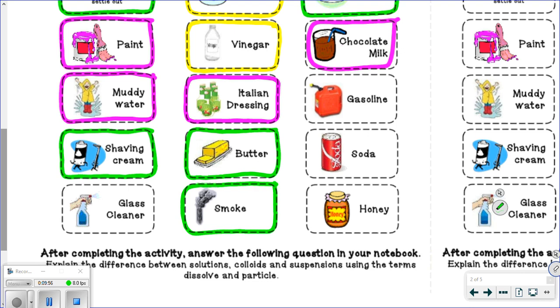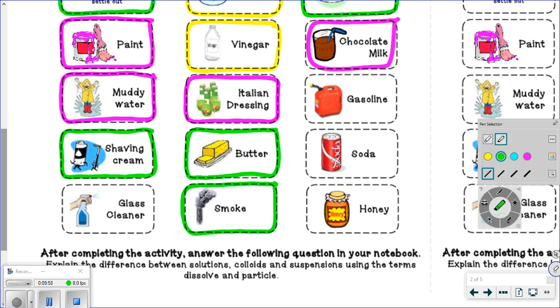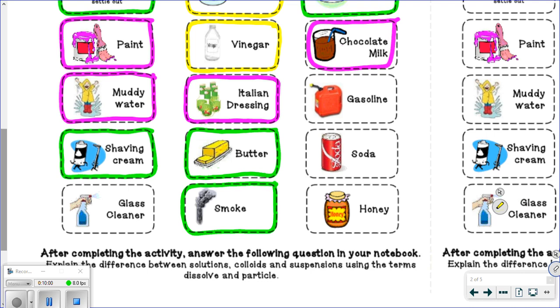Okay, gasoline. When you get gasoline, you can't really separate it, right? Now, if you put it with water, it sits on top, but gasoline would be a solution. What about soda? If I left my soda sitting long enough, would the sugar or the carbon dioxide go to the bottom? Nope. So it is a solution.